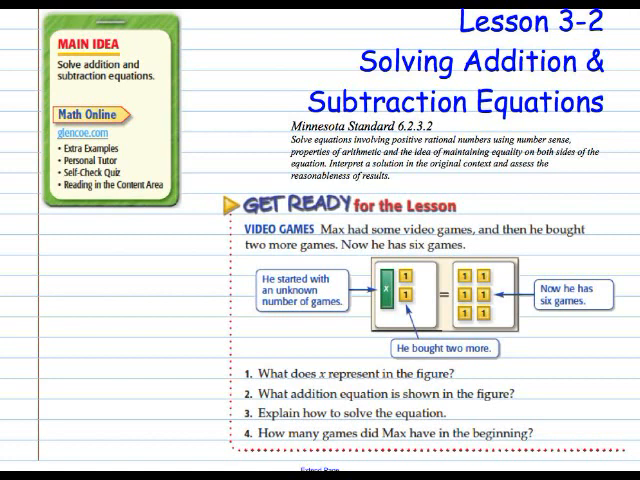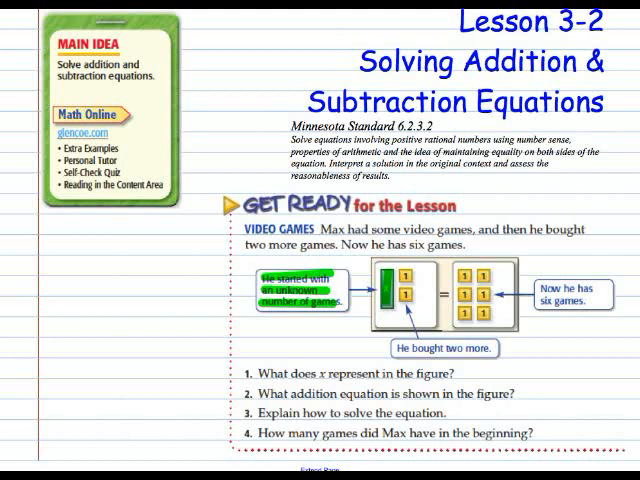Max had some video games. And then he bought 2 more games. Now he has 6 games. He started with an unknown number of games, represented by the variable x. He bought 2 more. He now has 6 games. X represents the unknown number of games.